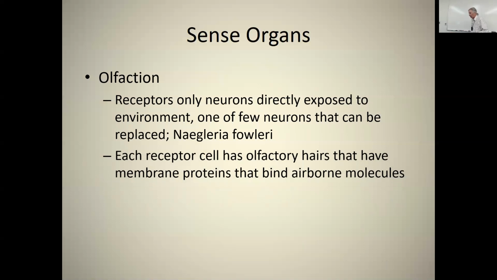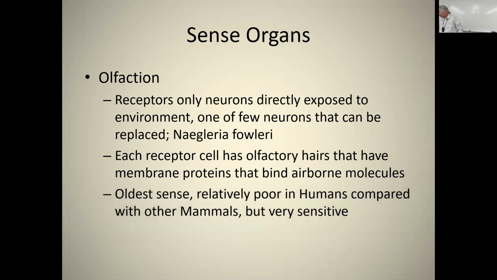Each receptor cell has olfactory hairs that have membrane proteins that bind airborne molecules. So they, like enzymes, bind a substrate. They bind to it, and that stimulates the receptor potential in the olfactory neuron, which leads to an action potential in the axon, and it goes into the olfactory bulbs.